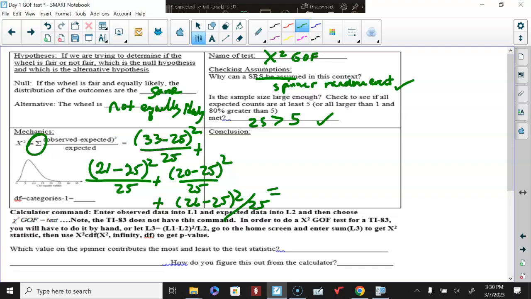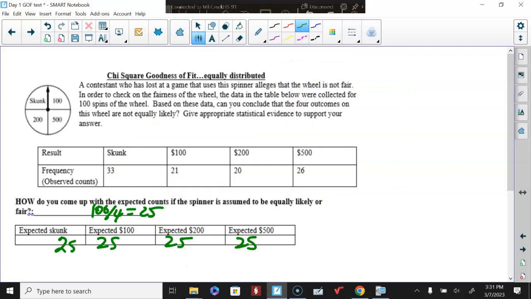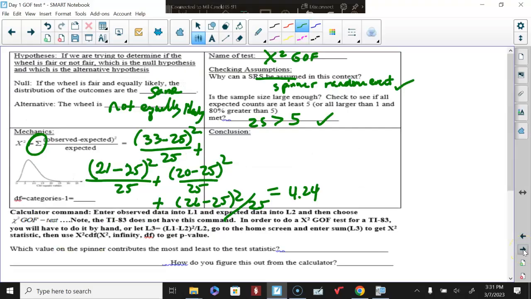And if I put that in the calculator and add that up, that should be my test statistic, which is 4.24. Now, in terms of degrees of freedom, it's the number of categories minus 1. So it's not 100 minus 1. It's not how many times you spin the spinner. It's the number of categories. So we have skunk, $100, $200, $500. There are 4 categories. So therefore, the number of degrees of freedom is 4 minus 1, or 3.